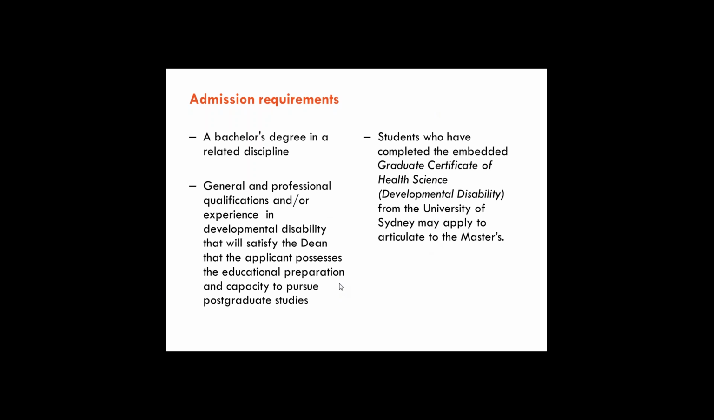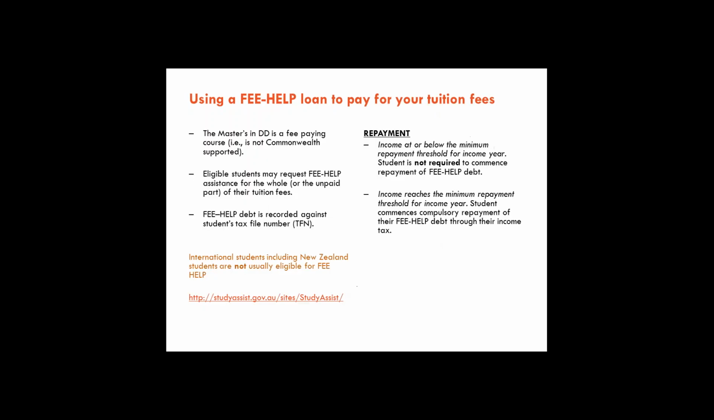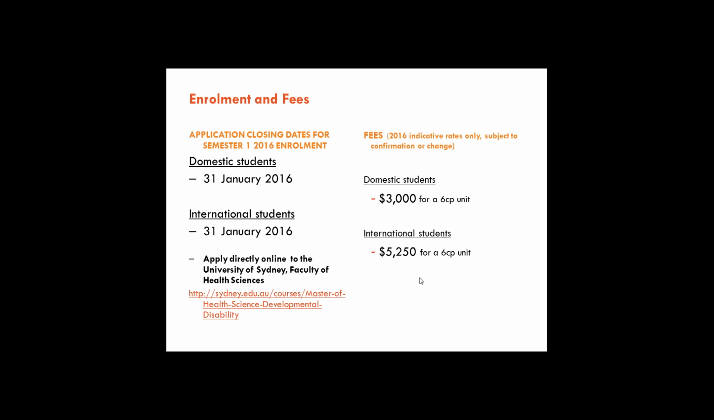Going back to the previous slide, you can see the amounts there. So for the master's program, which involves 12 units of study, 6 credit points, that's 6 CP means 6 credit point units, the total would be that figure, 5,250 times 12. Likewise for domestic students, 3,000 times 12 for the 12 units. In the case of the graduate certificate, there are 4 units of study, so 4 6 credit point units, so multiply those numbers by 4.